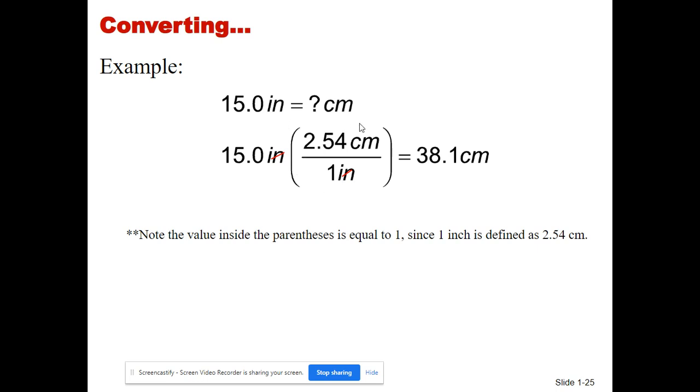So this right here is what I'm going to use as kind of my conversion factor. In other words, this is how many centimeters are in an inch. Notice that your inches cancel, and then you're left with centimeters. So we have 38.1 centimeters as our answer. And in this one, there's 3 sig figs. This has 3, so my final answer should also have 3.